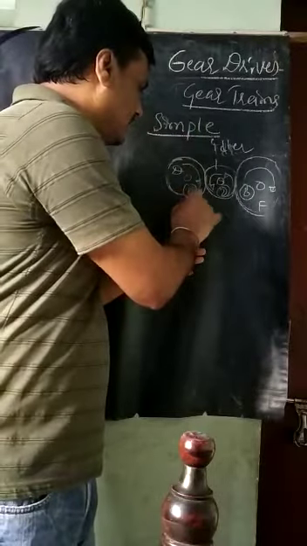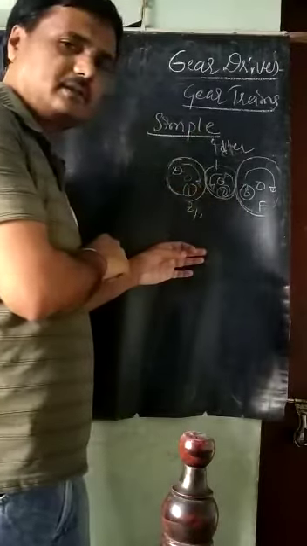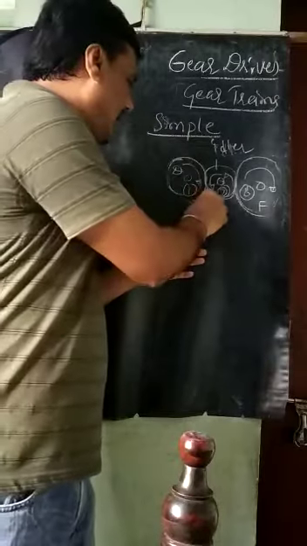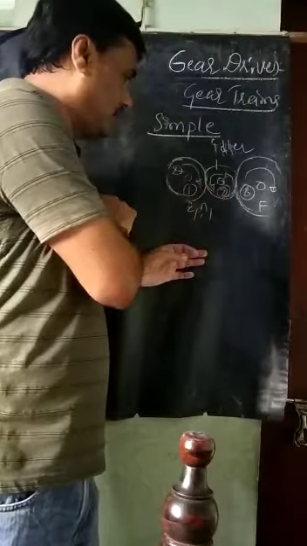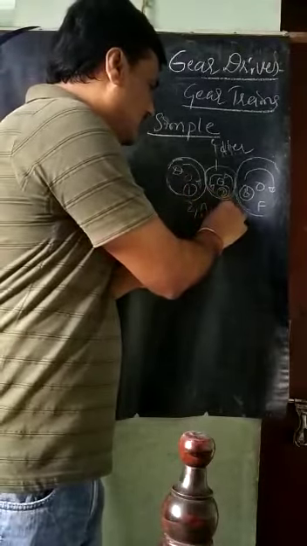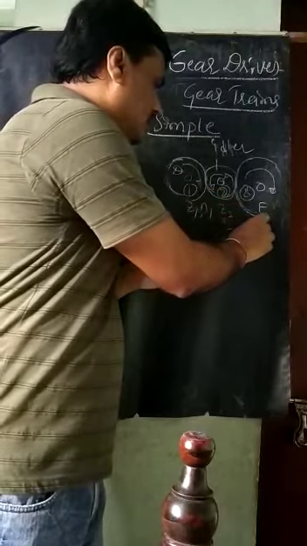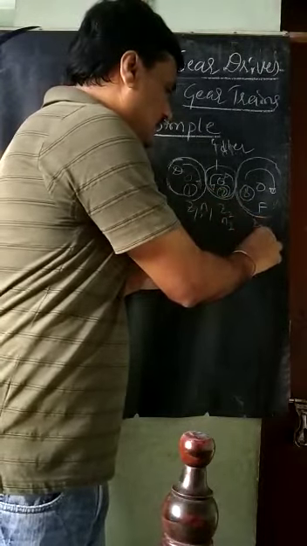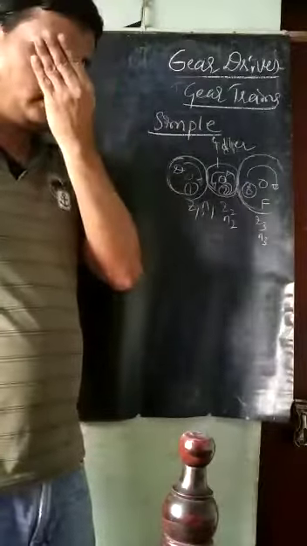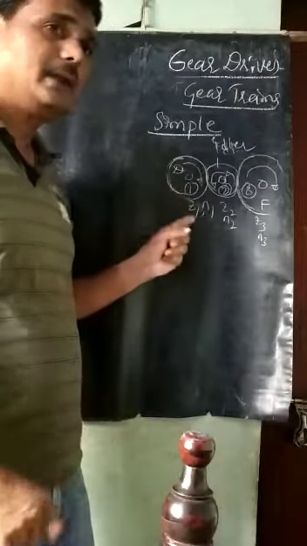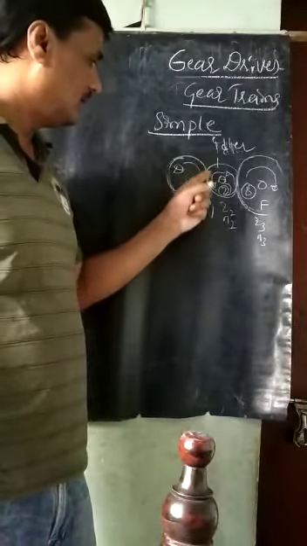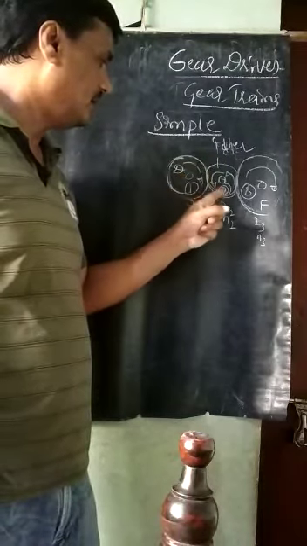I will take Z1 as the number of teeth of the first gear, and N1 is the speed here. Similarly, for the second gear Z2 and N2, and for the third gear Z3 and N3. Next, I will apply the velocity ratio for the first and second gears.